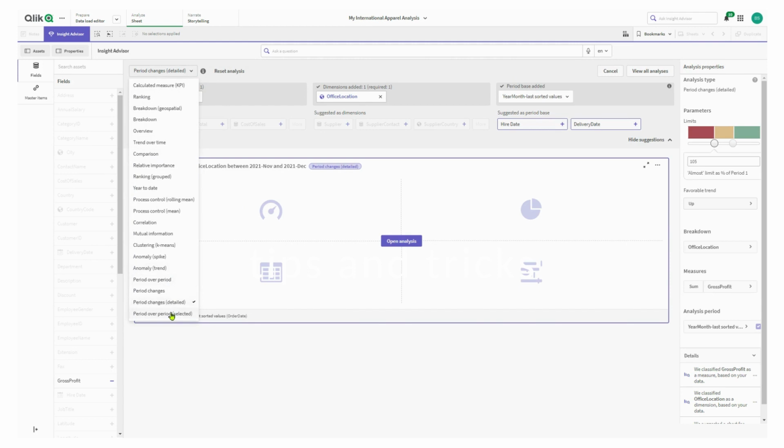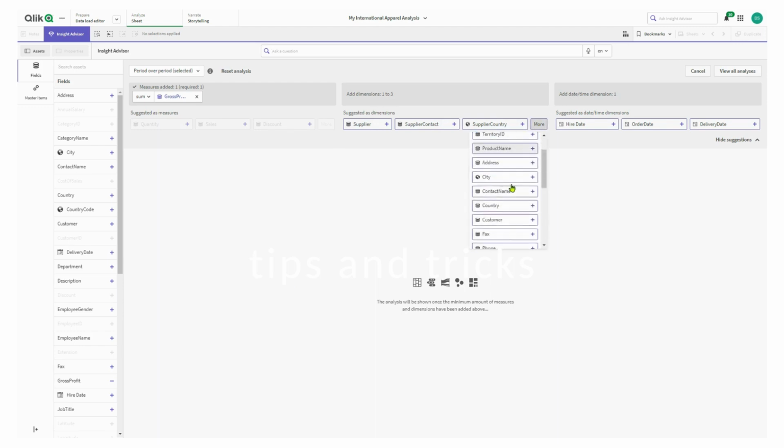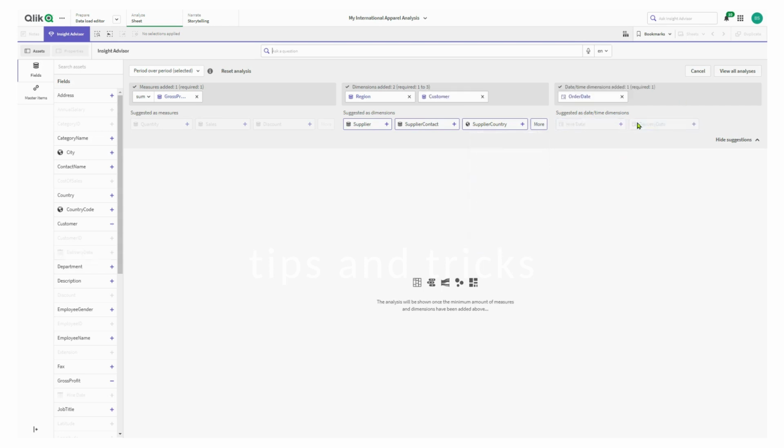And our very last one to have a look at is period over period selected. And we'll do something similar to what we did before. We'll look at gross profit. We'll have a look at the region, and we'll have a look at, when we find it, the country, the customer, okay? And we'll do it by order date.